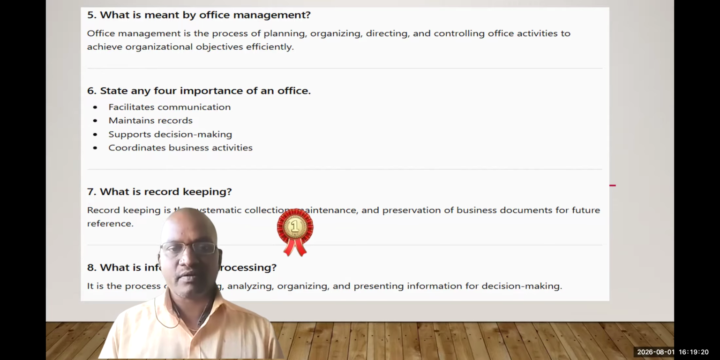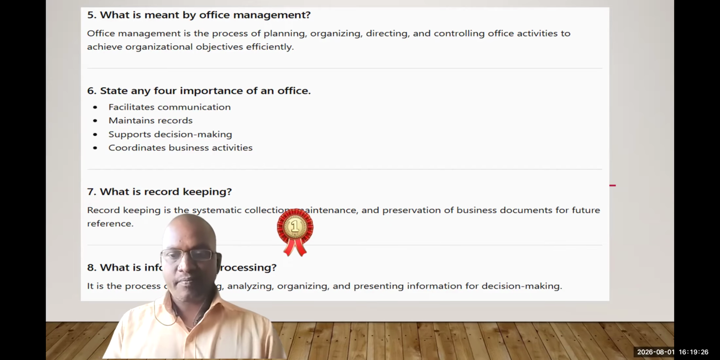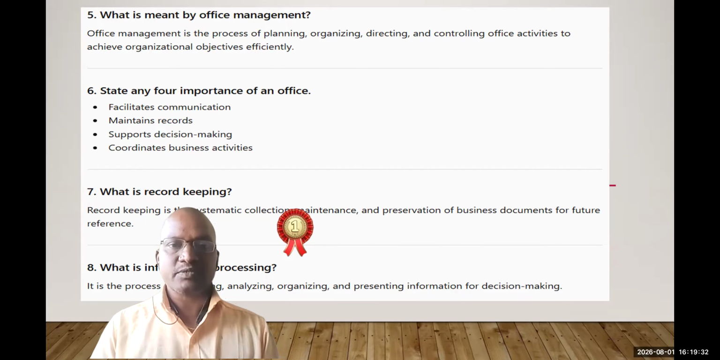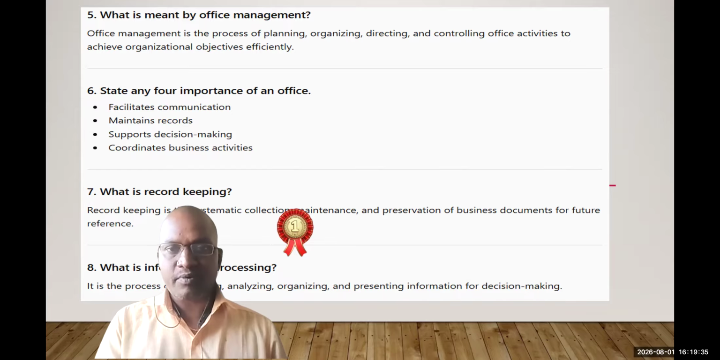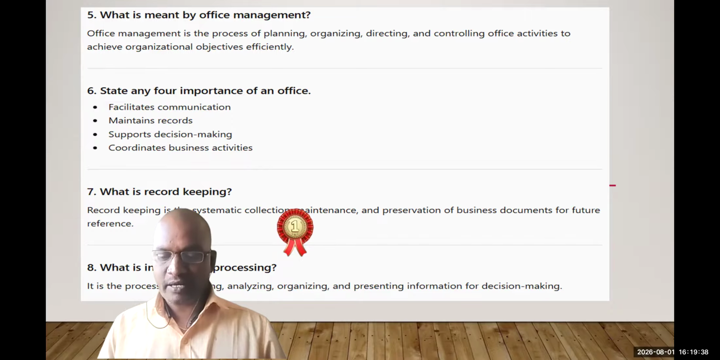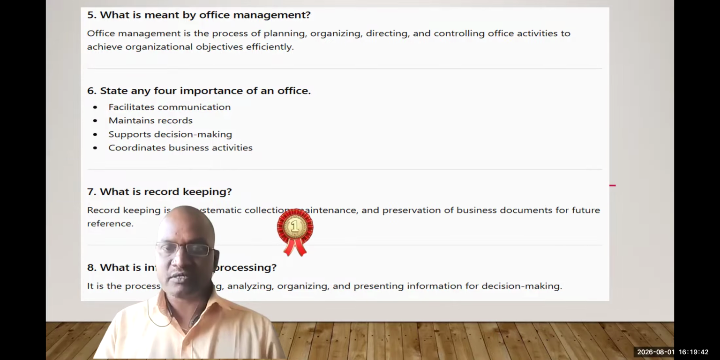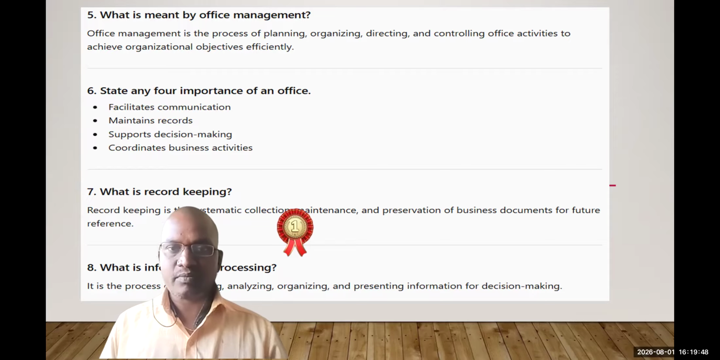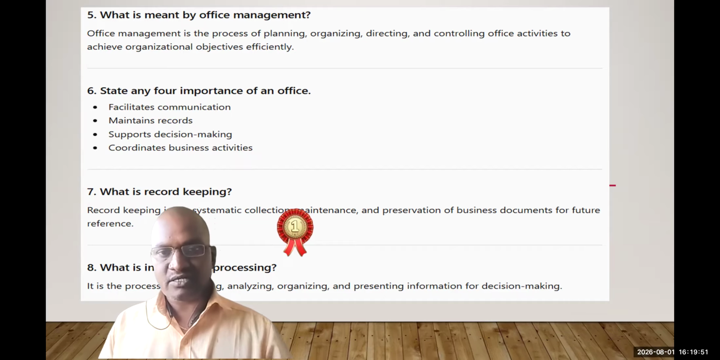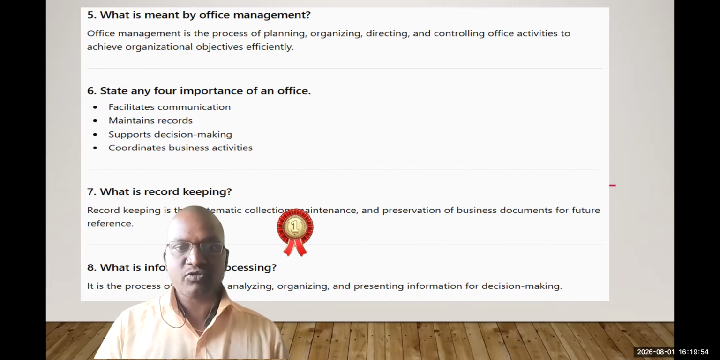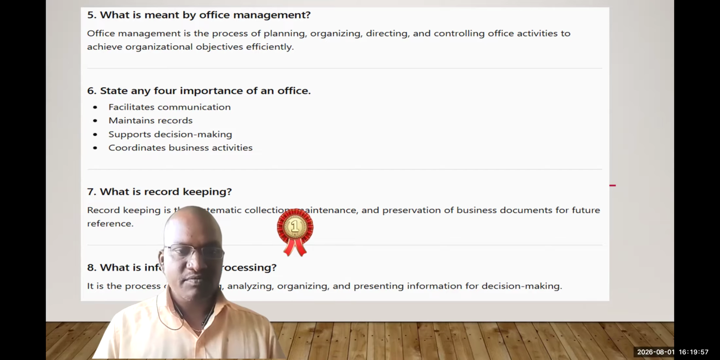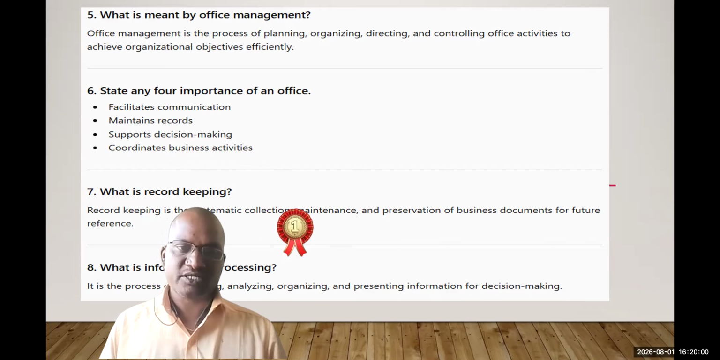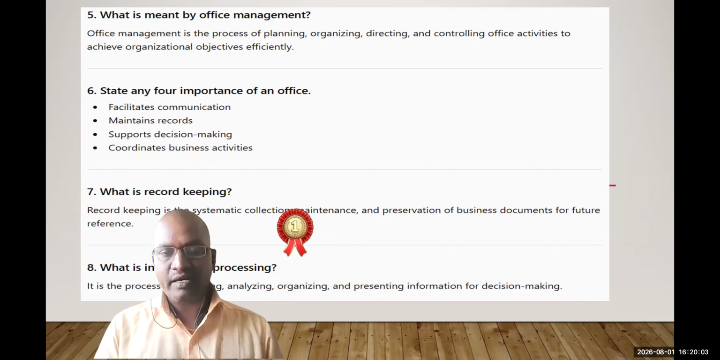State any four importances of an office. What are the importances of office? One is to facilitate communication. From the organization, the information has to be transferred to various departments. So the HR department should convey a message to the production department, meaning through the office the message is transferred. The production department should convey a message to the HR department, the sales department, or the logistics department, meaning the information is transferred through the office. So the importance of office is to facilitate communication, and to maintain records. So where do we maintain the record?